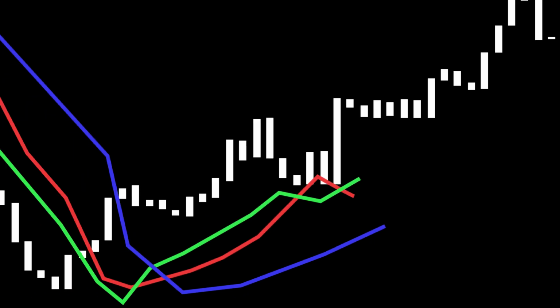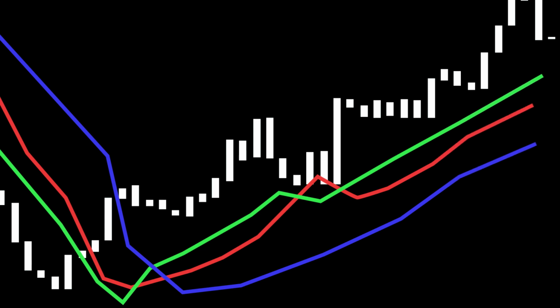That's one of the main benefits of the alligator indicator. It can help you with your trade entries, but it can also prevent you from placing bad trades.